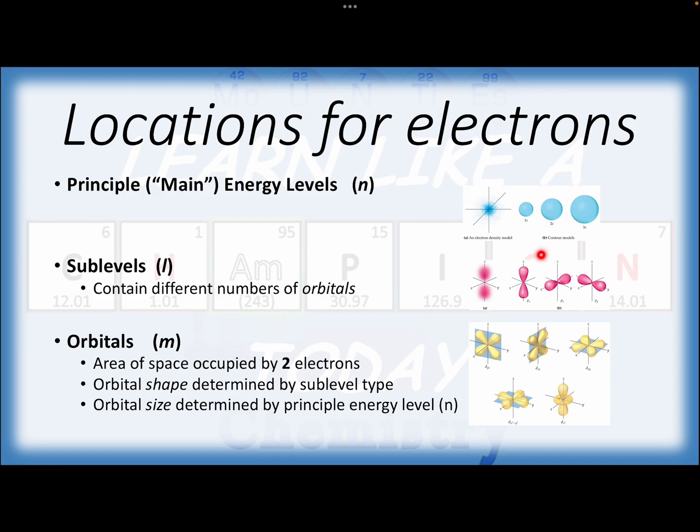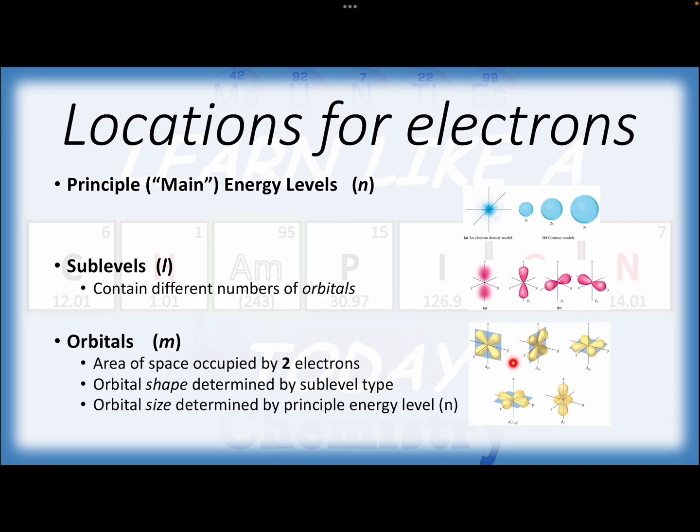P sublevels can hold 3 orbitals. And so to get 6 electrons to occupy the same energy, you have to get a little more creative with the shape of the orbital clouds, and so you get what we call dumbbell-shaped orbitals. Each of those three dumbbell-shaped orbitals lies along a different axis. One on the x, we call that the px orbital. One on the y, the py orbital, and then the pz orbital.